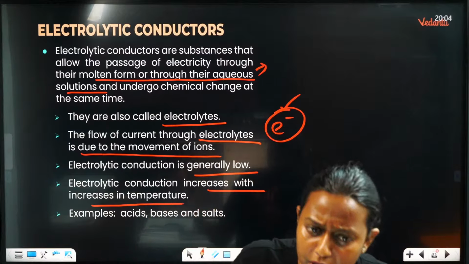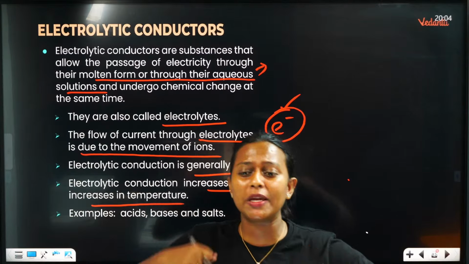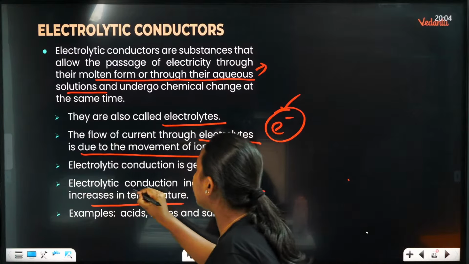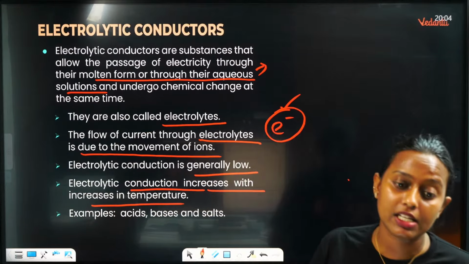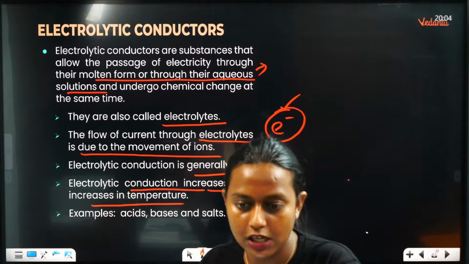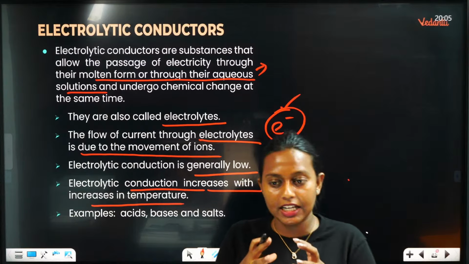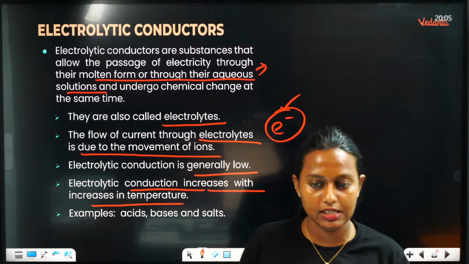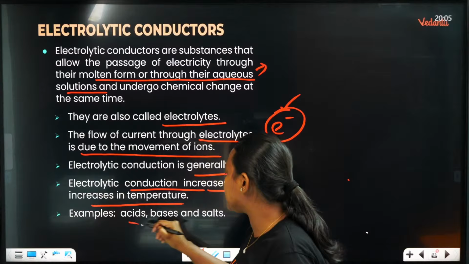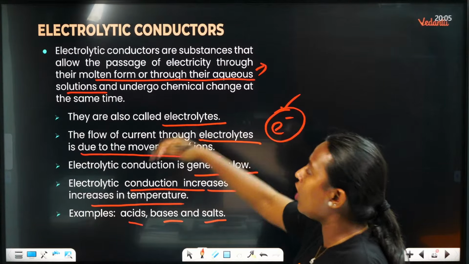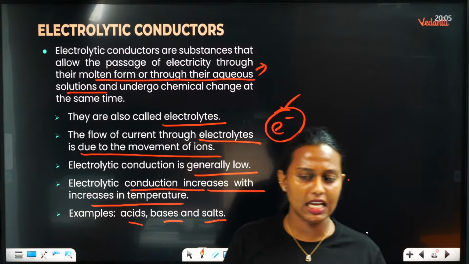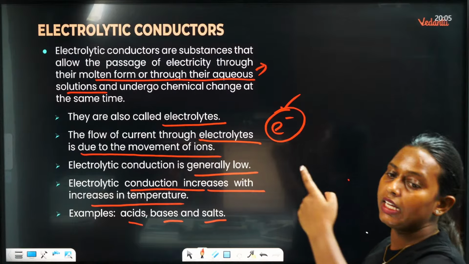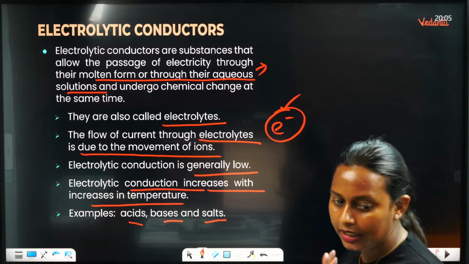If you are increasing the temperature, the ions move faster, and when the ions move faster, the conduction also increases, because the ions are carrying the charge. Clear? For example, acids, bases and salts are all examples of electrolytes.